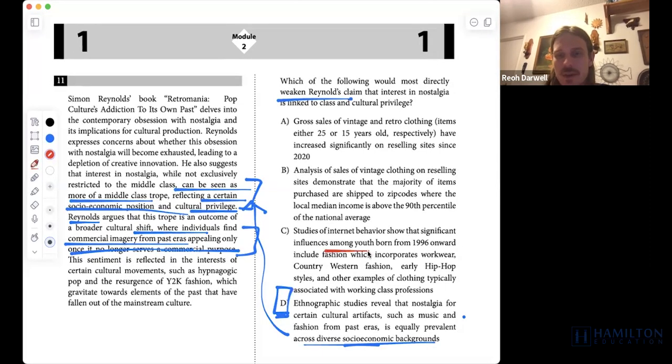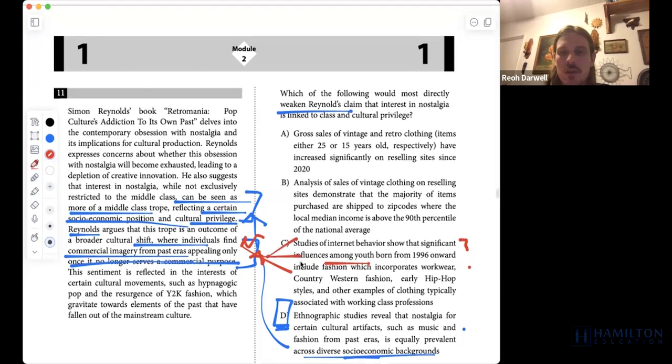However, this talks about youth. Do we talk about socioeconomic position? No. Do we talk about commercial purposes losing them? No. Right? This supports this claim, right? But we want to weaken the claim, which is why we can get rid of B.